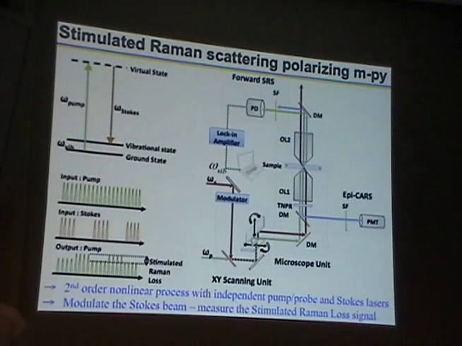So CARS is a third order nonlinear process, we can also use second order version of stimulated Raman scattering, which is called just SRS, stimulated Raman scattering, we can do it in the polarizing microscopy mode as well. In here again, in terms of excitation, there is no difference. We use pump and Stokes laser frequencies for excitation. Again, we tune them in such a way that the frequency difference is corresponding to the chemical bond of interest.